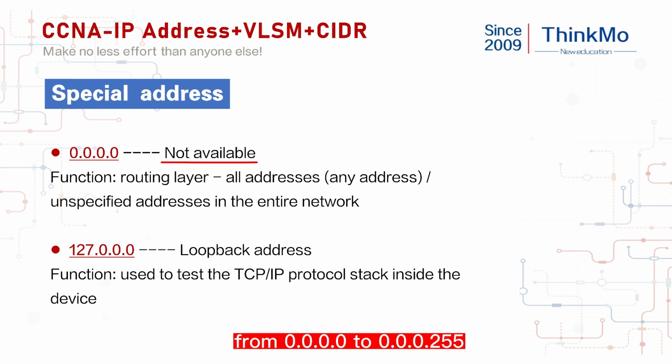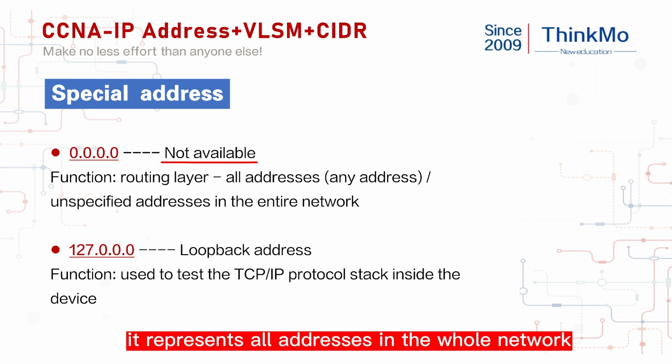From 0.0.0.0 to 0.0.0.255, you can't configure these, because they have other functions. At the routing level, it represents all addresses in the whole network. It can also be understood as any address.